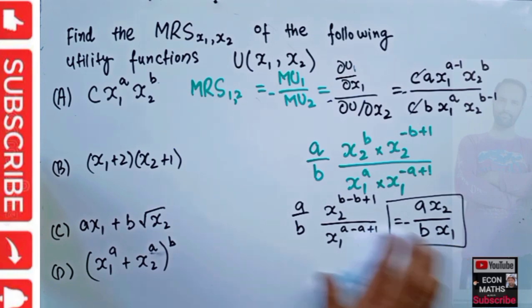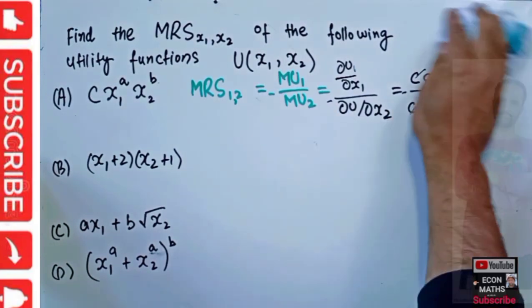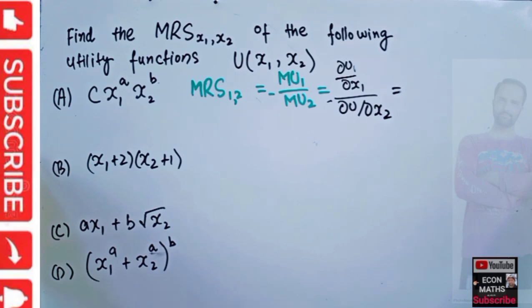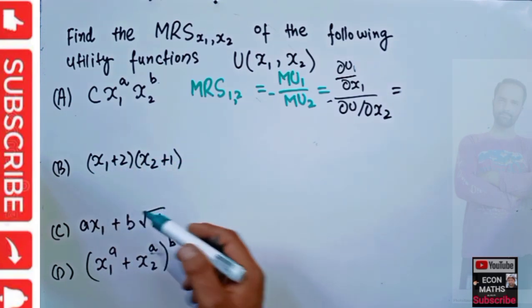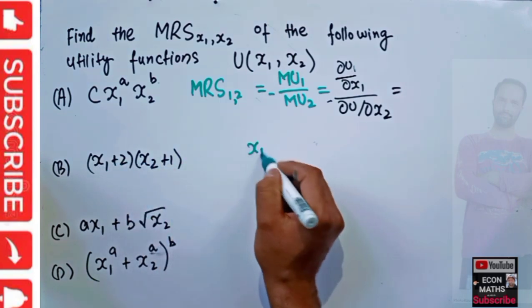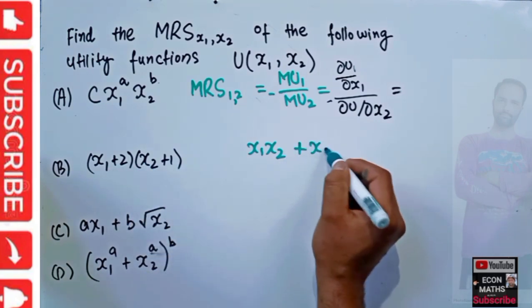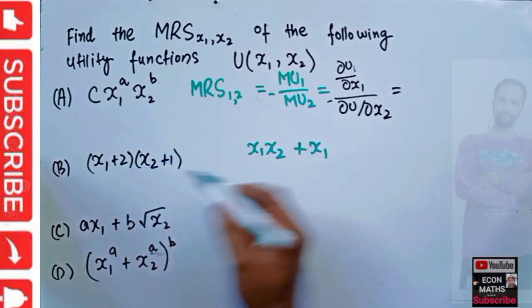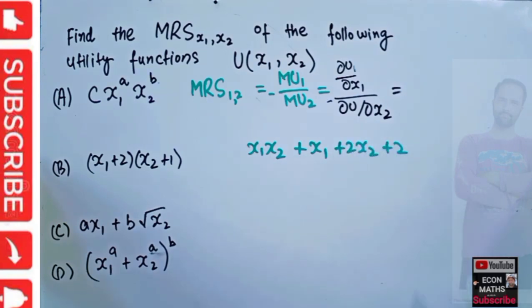Okay, so this will be our MRS for the first utility function. Let's calculate the MRS for second utility function. The second utility function is this. Let us first rewrite it. Let's multiply, or let us solve it. So x1 into x2 is x1 x2, then plus x1 into 1 is x1, then we have twice x2 plus 2. Okay, so this is our utility function.